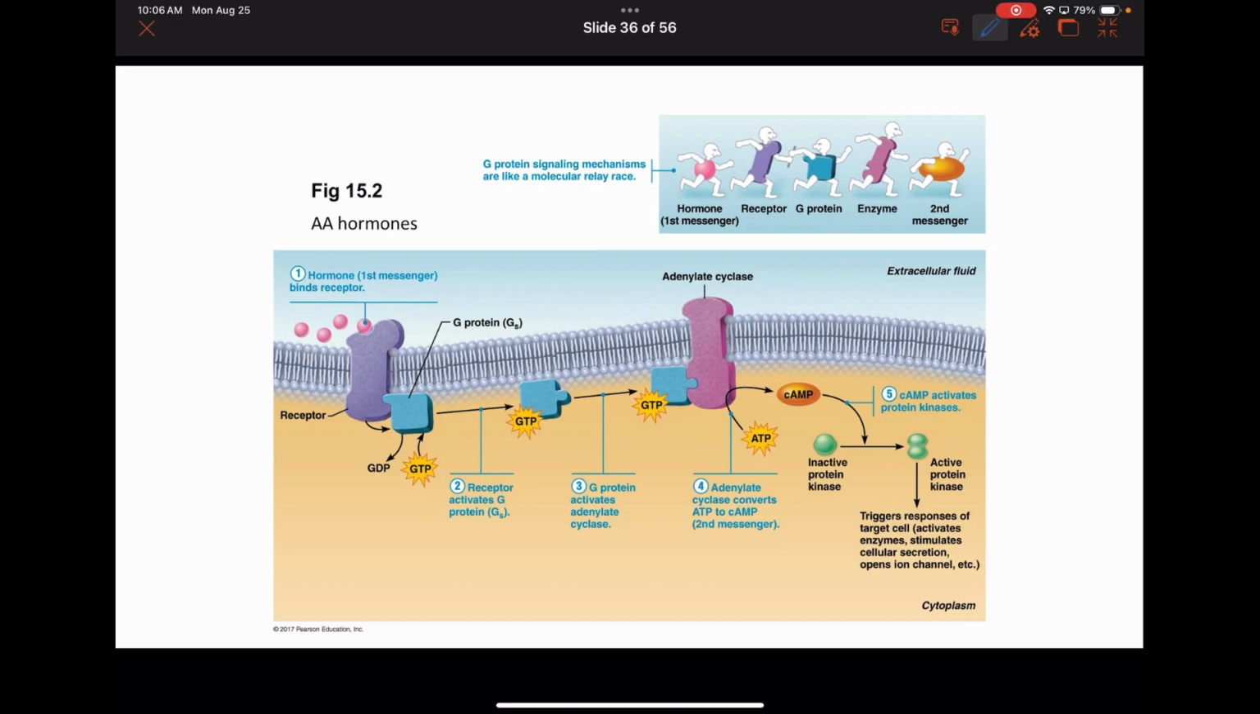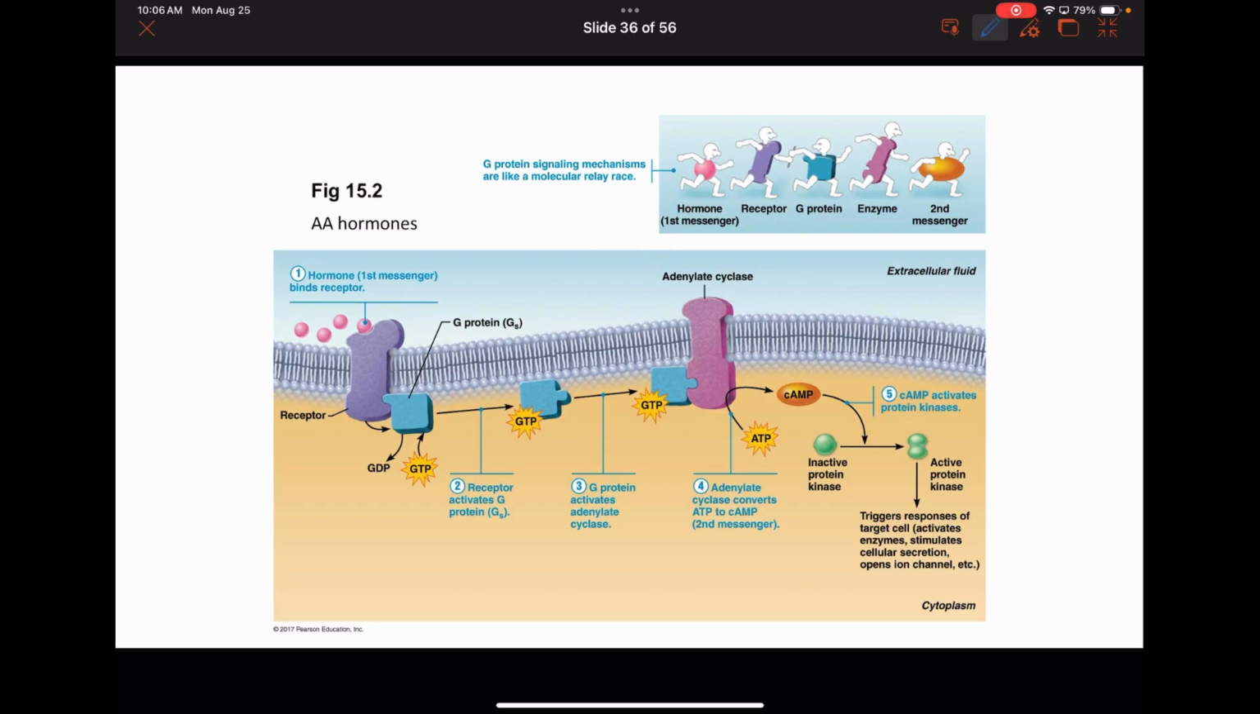So this is how amino acid-based hormones work. Okay, I'm going to show you the long version, and then I'm going to tell you what you're responsible for. Okay, so it's a recording. I'll draw on this thing. Okay, so again, this is for amino acid-based hormones. These ones do not cross the plasma membrane, so they're going to be working from the outside.